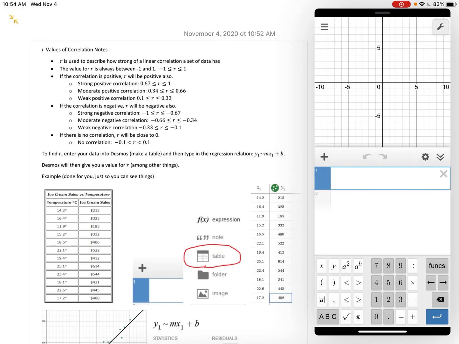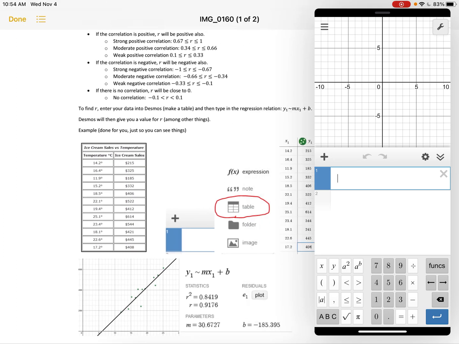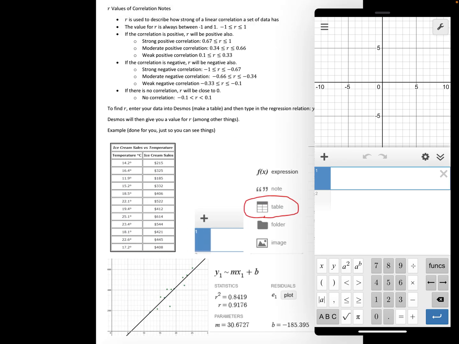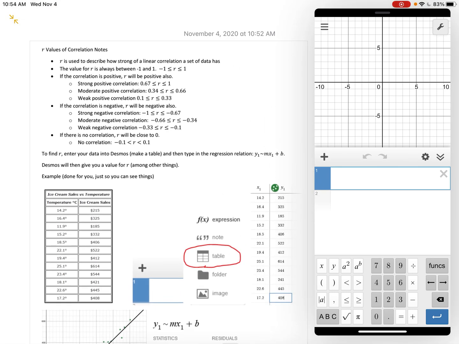Hello, today we are going to be looking at R values of correlation. We've already talked a little bit about R values in the past, and we did that in our last lesson. We talked about what values of R make a data set a strong correlation, negative correlation, no correlation, positive, strong, moderate, weak, positive, negative, none, all of those things. And I have those same values up there at the top of the screen for us to look at.